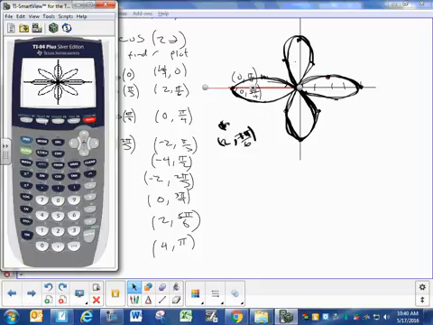If I go to 5, maybe I'll have 6. No, I have 5. I have the same amount of petals as the odd numbers. If I go to 6, I should have a lot of petals. Okay, really cool.